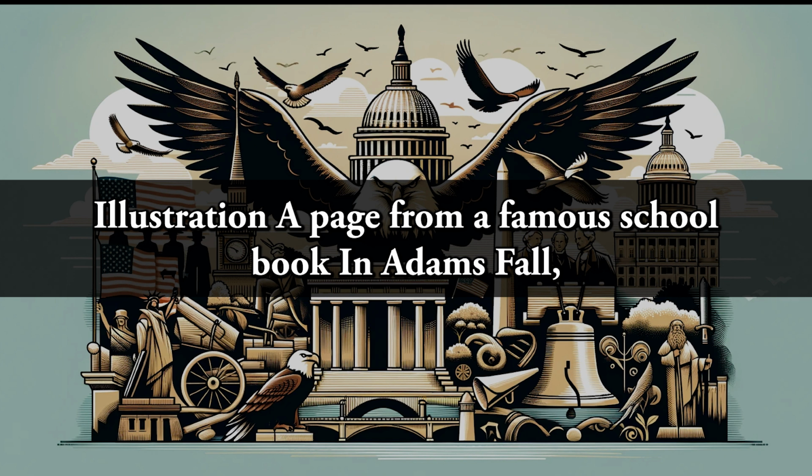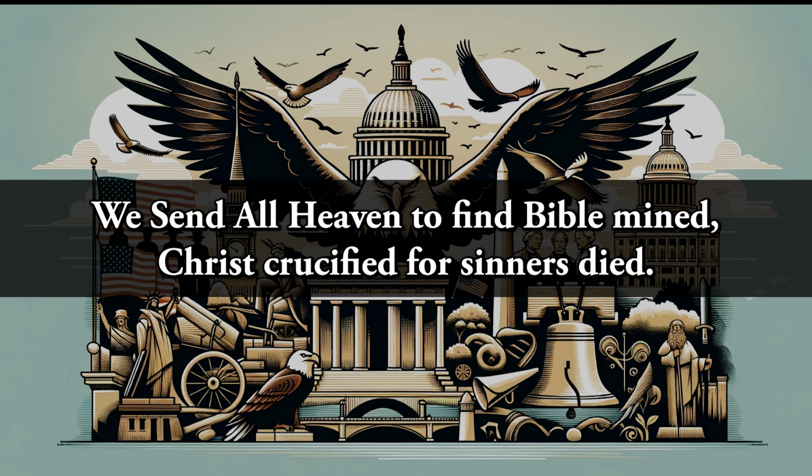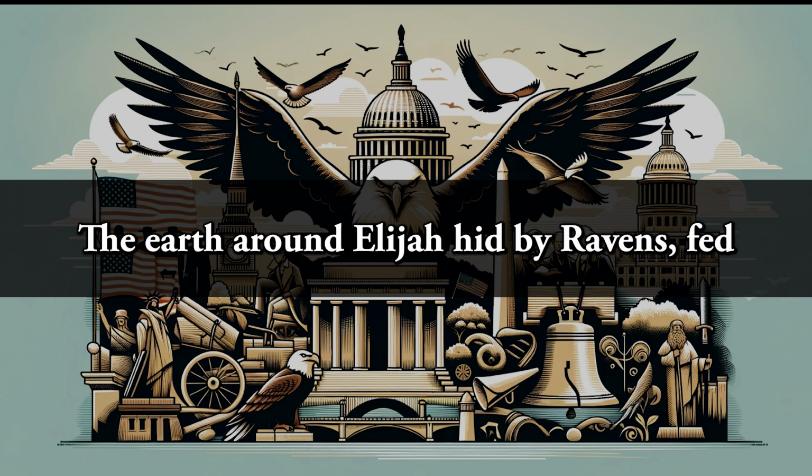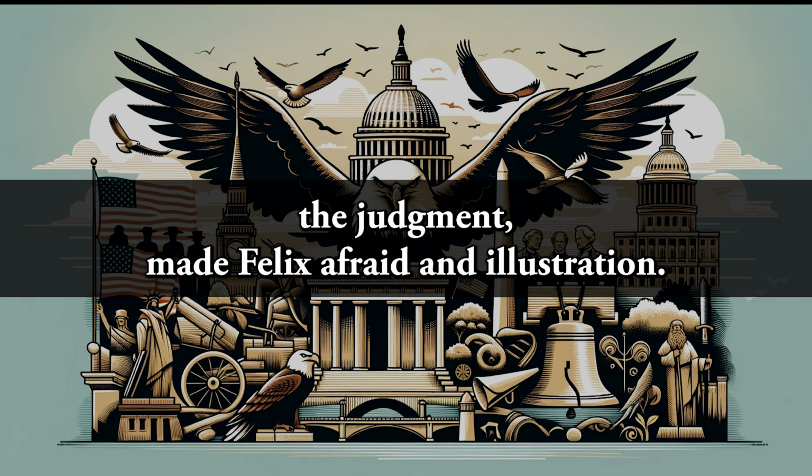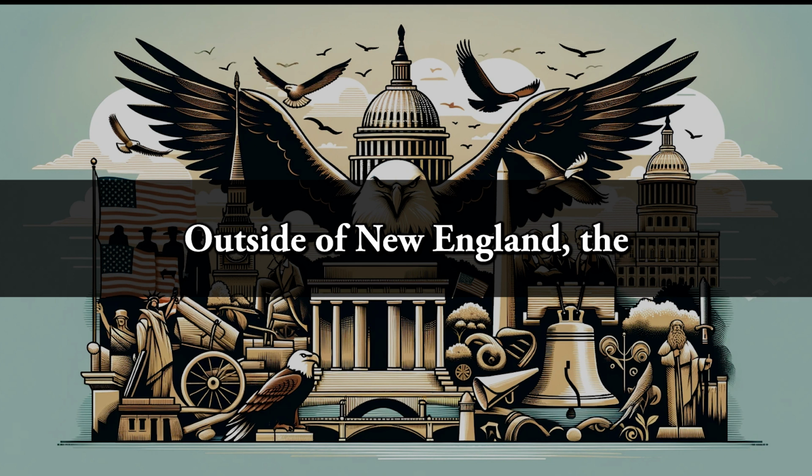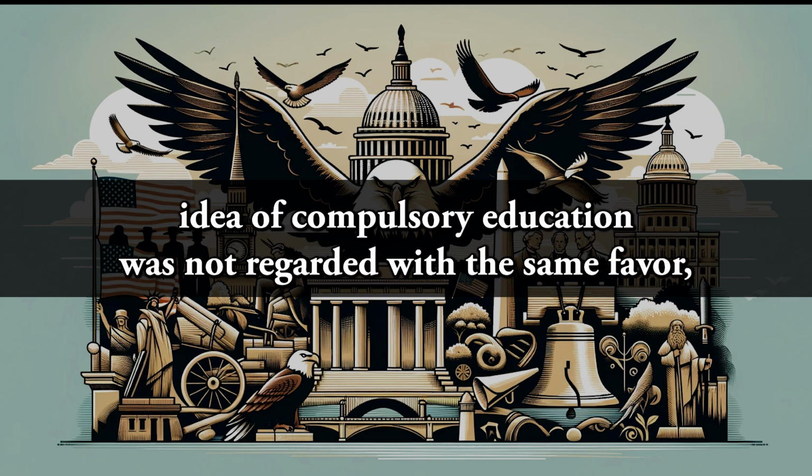Illustration: a page from a famous schoolbook. In Adam's fall we sinned all. Heaven defined, the Bible mind. Christ crucified for sinners died. The deluge drowned the earth around. Elijah hid, by ravens fed. The judgment made Felix afraid. End illustration.